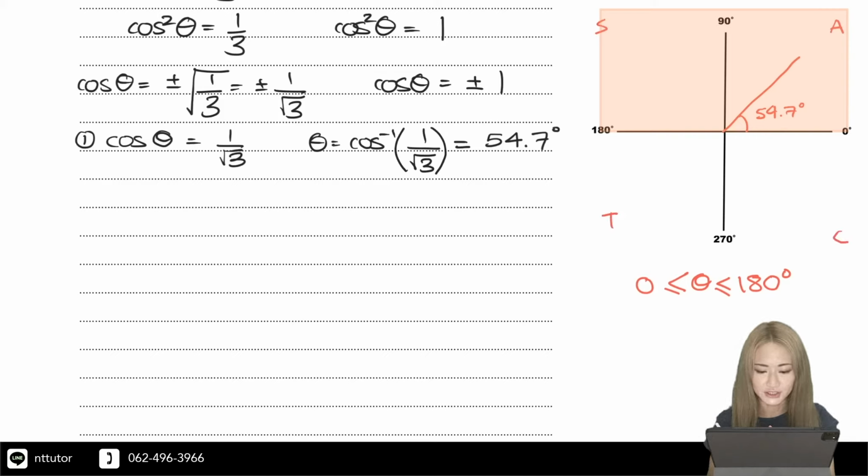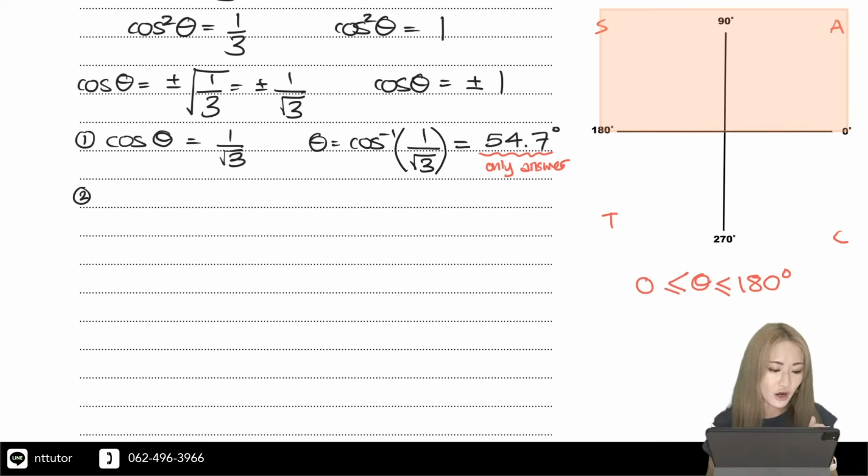And this is a positive cos, because cos theta equals 1 over root 3. Therefore, the other quadrant that gives the same answer would be here. So the other line that gives the same answer would be here. And it's not in the domain. Therefore, there's only one answer for cos theta equals 1 over root 3.